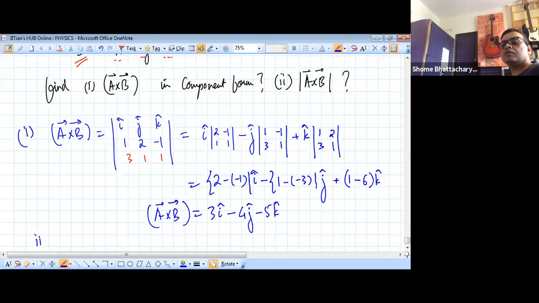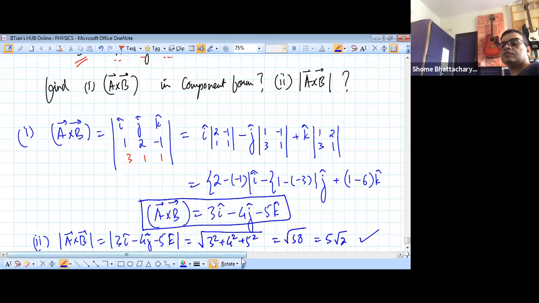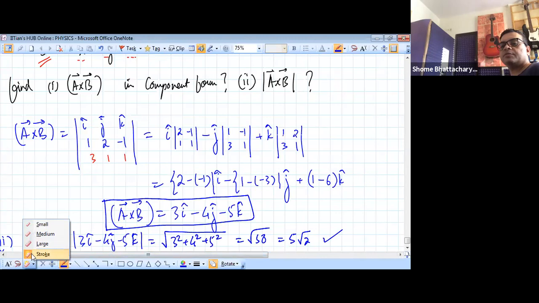Now the second part, mod of A cross B. That is just magnitude of this vector which we have calculated, 3 I cap minus 4 j cap minus 5 k cap. That we can see is square root of 3 square plus 4 square plus 5 square. So that is 5. So this becomes A cross B, the answer to this part. And this here becomes mod of A cross B, the answer to the second part.